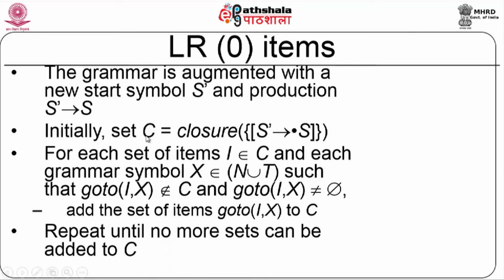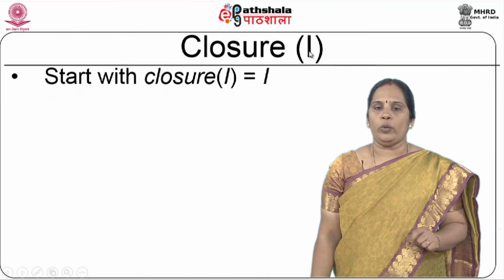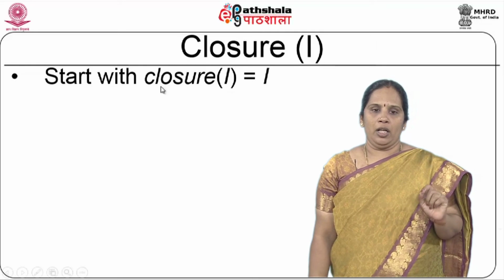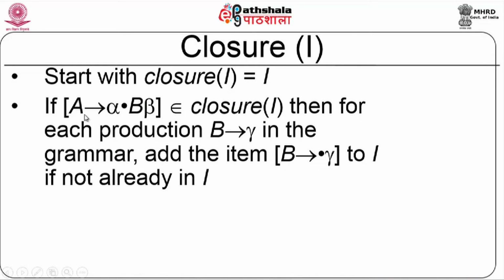So, C is going to be the set of items which you are going to compute. To start with, we will compute with closure. Now, what is the closure of an item I? Item means the production with a dot at a particular position. So, start with closure of I is equal to I. Whatever is given is your starting point. Now, if A produces alpha dot B beta belongs to closure of I, what am I looking at here? There is a non-terminal, and before the non-terminal there is a dot. Then, for each production B produces gamma in the grammar, add the item B produces dot gamma to I if it is not already in I. Meaning that you look at every item. You start with the initial item I, A produces alpha dot B beta.